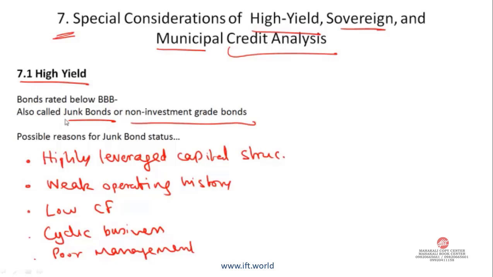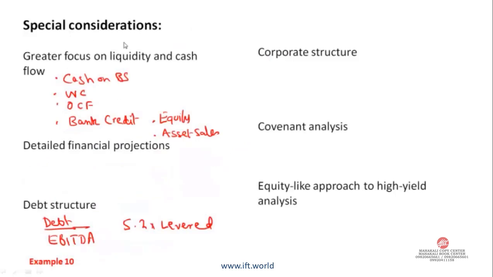The curriculum gives several reasons for why a given bond might have junk bond status, and these include a highly leveraged capital structure, so this clearly implies high risk, a weak operating history of the company, low or negative cash flows. If the company issuing the bond is in a very cyclical business, that creates risk, poor management, and so on. When doing a credit analysis for junk bonds, there needs to be a special focus on liquidity and cash flow. When we say greater over here, we mean greater compared to regular investment grade corporate bonds.